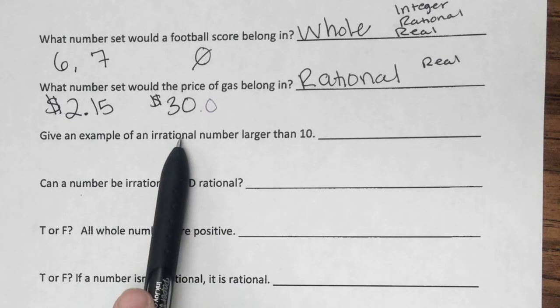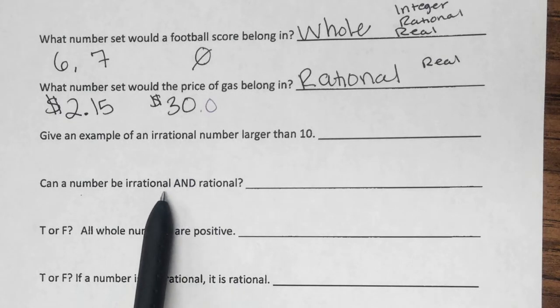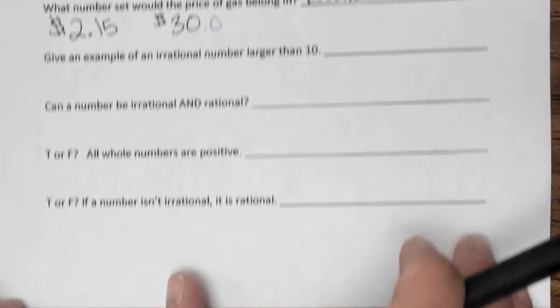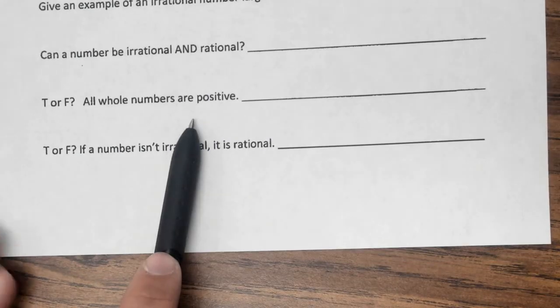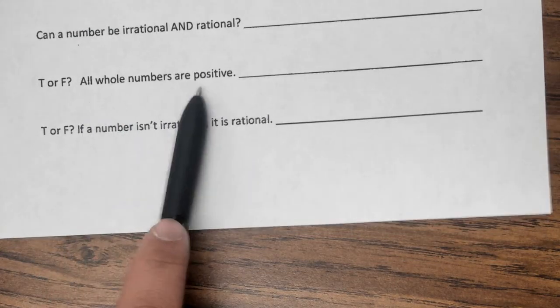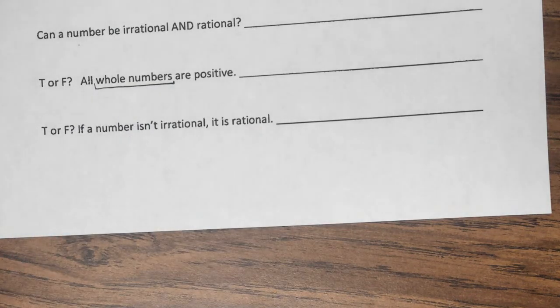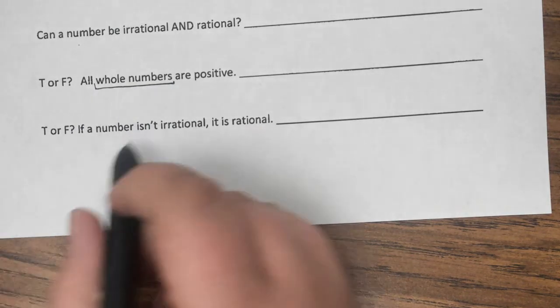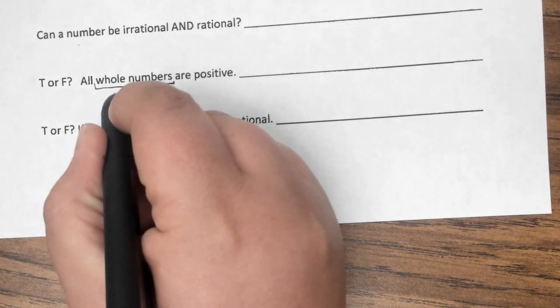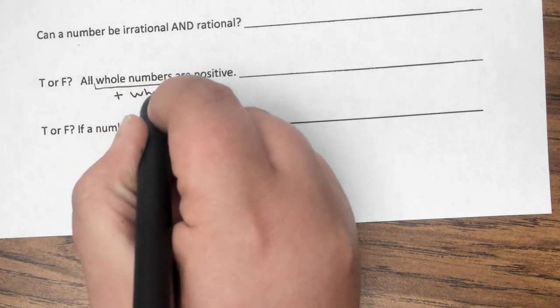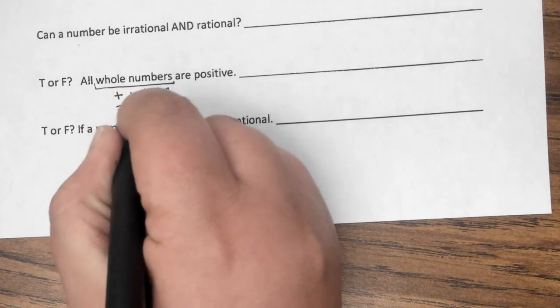We're going to skip this one and this one because we've talked about it already. We're going to look at the very last two. Are all whole numbers positive? Let's think about what it means to be a whole number. You might look at your notes from yesterday. Whole numbers are positive whole numbers and zero.